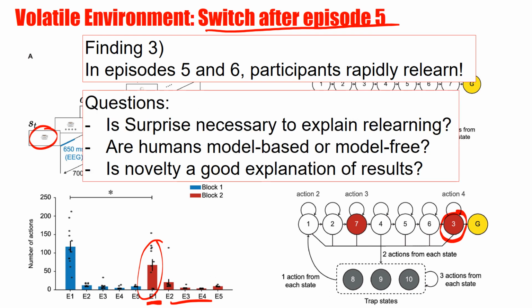Several questions arise. Is surprise necessary to explain this relearning effect? Other questions. Are the human participants basically using a model-based or rather a model-free strategy? And then we saw there is this rapid exploration in episode number 1. Is novelty a good explanation of these results, of this rapid exploration of the environment?